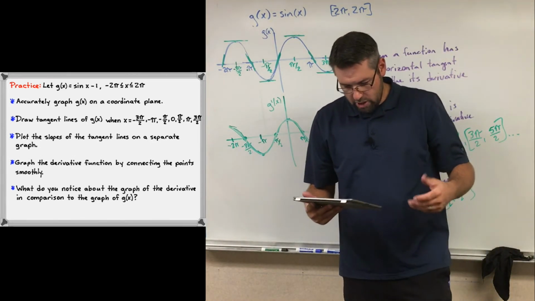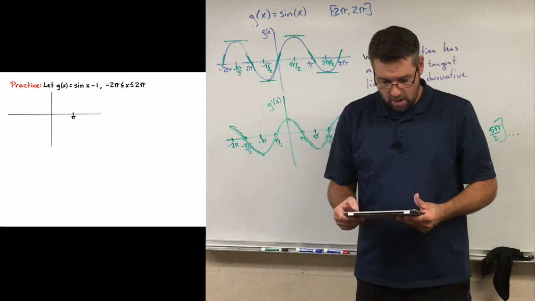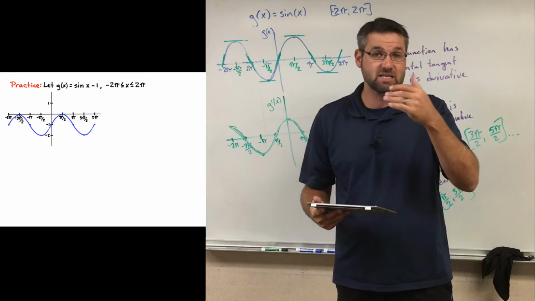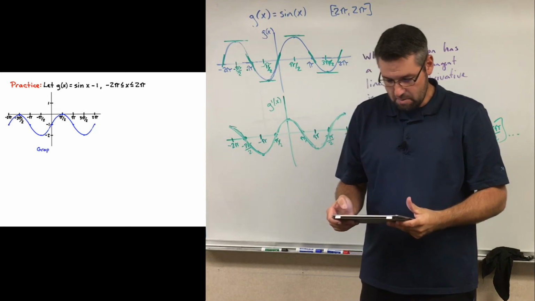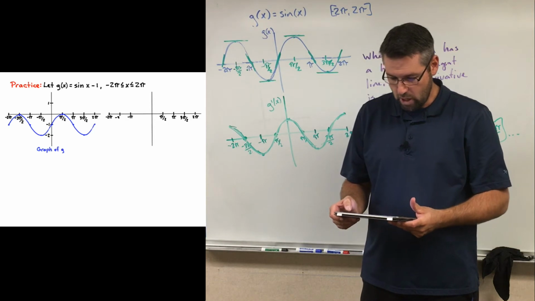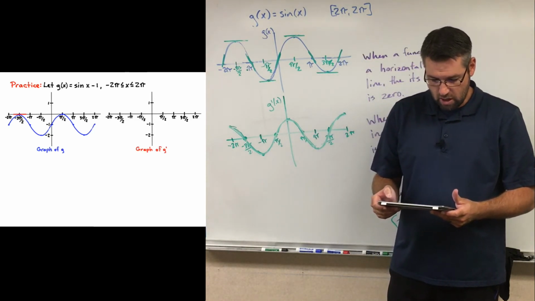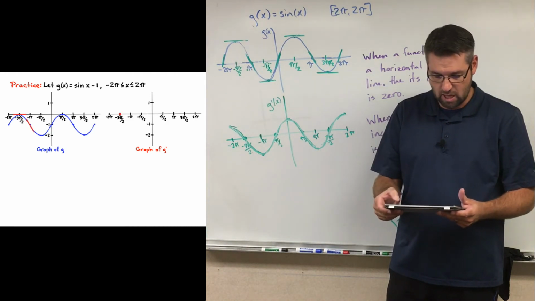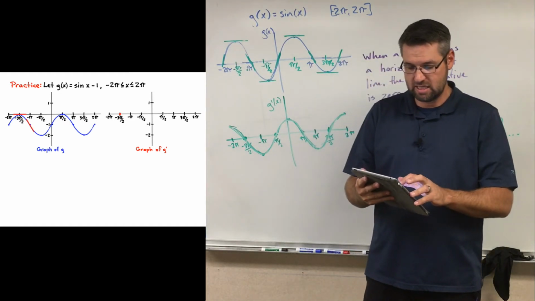So what do you notice about the graphs? Exactly what I've written here, and I'm going to summarize that with you. This is probably a cleaner graph here. Here is the graph of sine x minus 1. But if I look at the graph of G and I want to plot those points again, what are the values of the slopes? At negative 3 pi over 2, we see a horizontal tangent line, so we put a point at 0. At negative pi, we see that the function is decreasing.